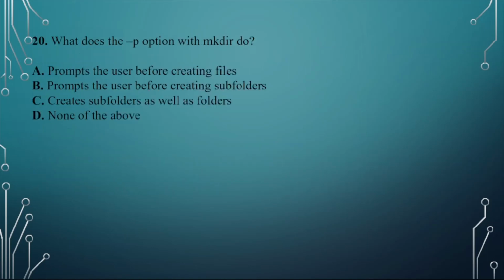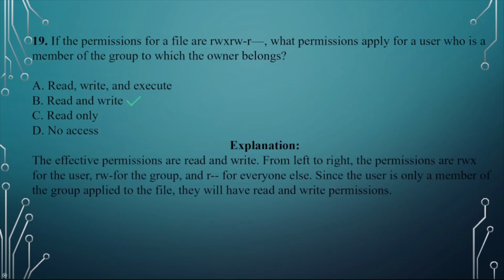The answer here is B. Read and write. The effective permissions are read and write. From left to right, the permissions are rwx for the user, rw- for the group, and r-- for everyone else. Since the user is only a member of the group applied to the file, that will have read and write permissions.